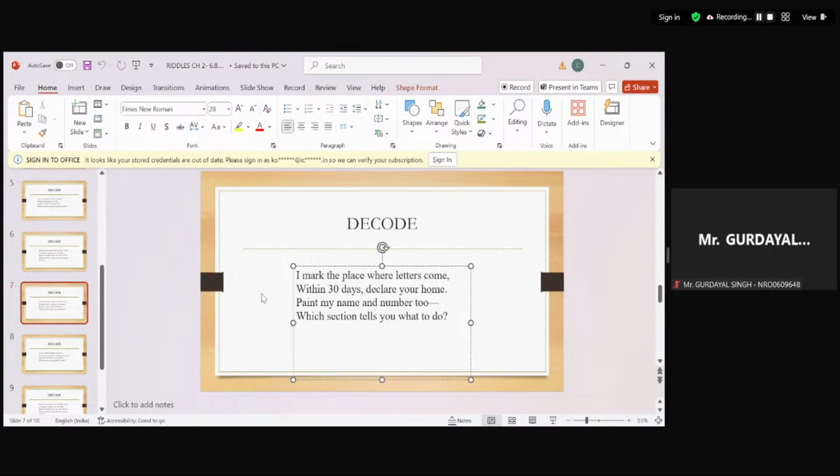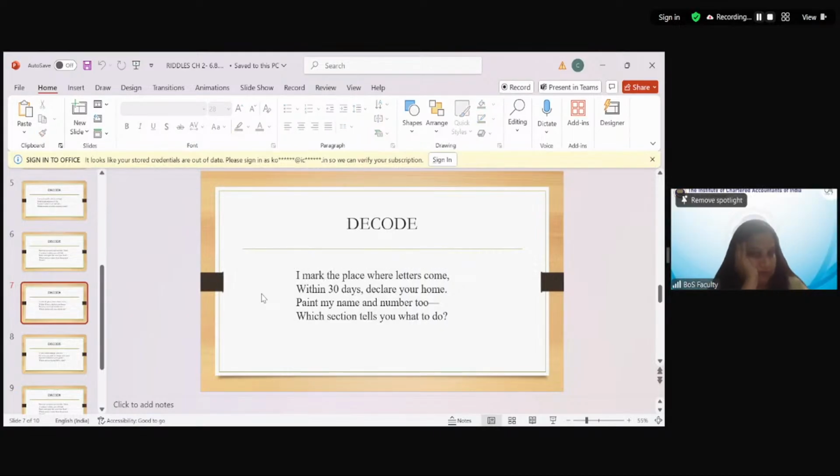Section 13. Okay. Any more students? If you are saying section 13, then tell me the name of the section also. Quick, quick, quick. That's why I've given you an unmute option now. Registered office. The correct section is section 12.